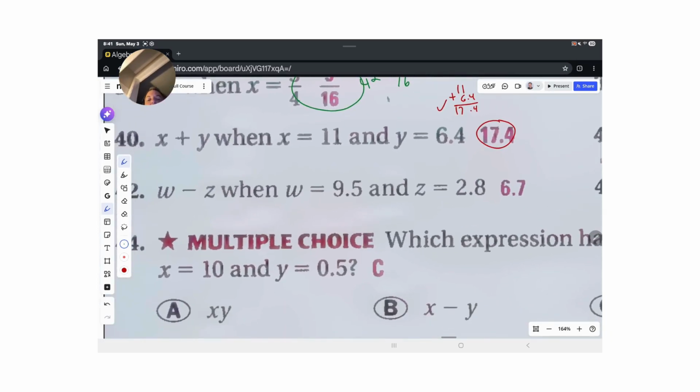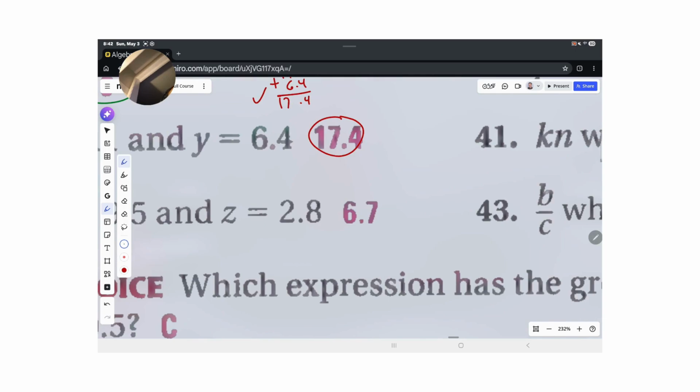42, w minus z when w is 9.5 and z is equal to 2.8. Let's substitute those in and subtract. We're practicing subtracting decimals now. 9.5 minus 2.8. 9.5 minus 2.8.